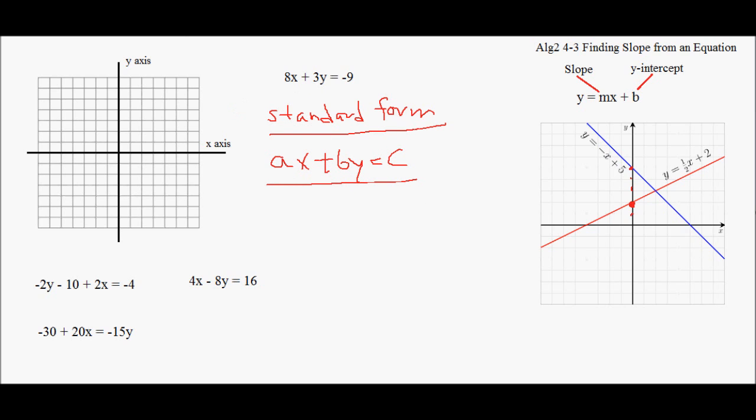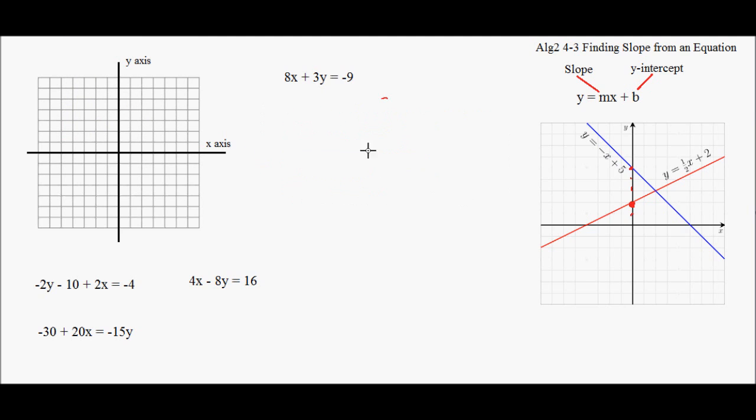But we've got to change it. I want slope, right? So I have to change it to the slope-intercept form. I have to make it look like this. So let's use a different color, and then we'll go. Well, I'm going to subtract 8x from both sides. The reason I'm going to do that is I've got to get the x over here on the right, because I want the y over on the left, right? So this cancels, 8x minus 8x.